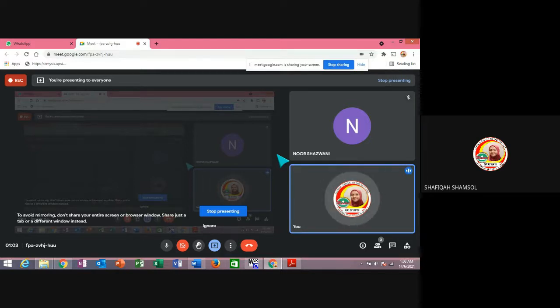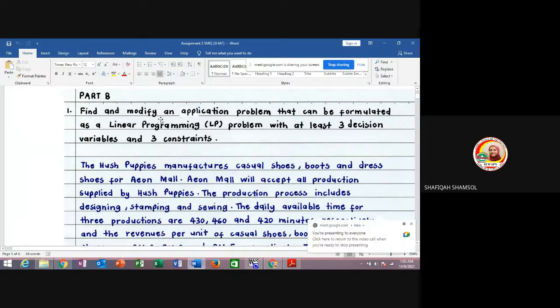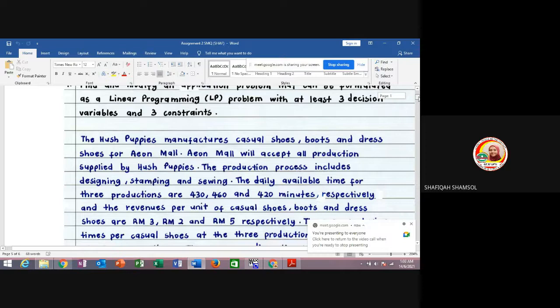Me and my friends are gonna explain about our assignment. Okay. For part B, first, find and modify an application problem that can be formulated as an LP problem with at least 3 decision variables and 3 constraints. And this is the LP problem that we've already modified.